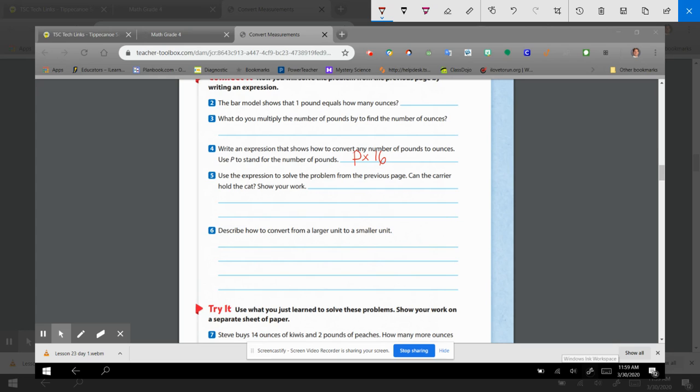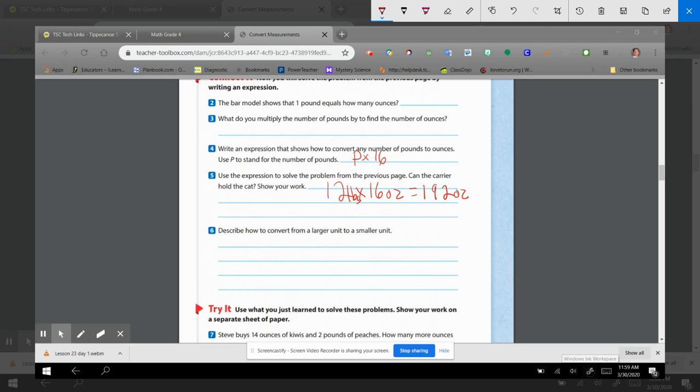Use the expression to solve the problem on the previous page. Can the carrier hold the cat? Show your work. We already showed our work on the last one. So you could write down her cat is 12 pounds, if I remember correctly. Yes, 12 pounds times 16 ounces, and that equals 192 ounces. And 192 is less than the 240 ounces which the pet carrier can hold. So yes, she can buy that pet carrier.